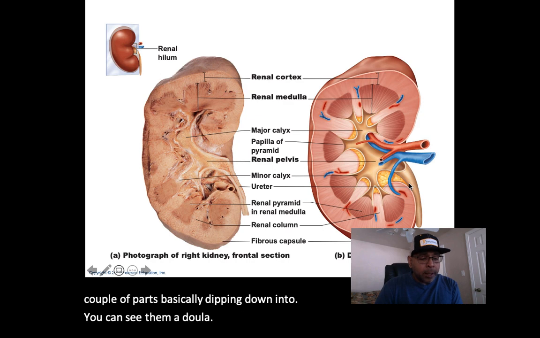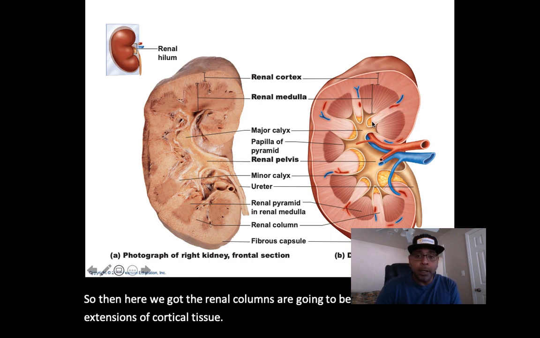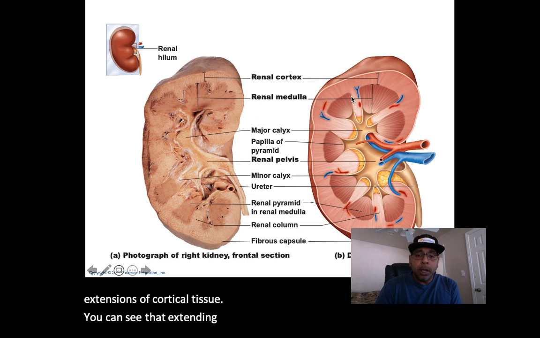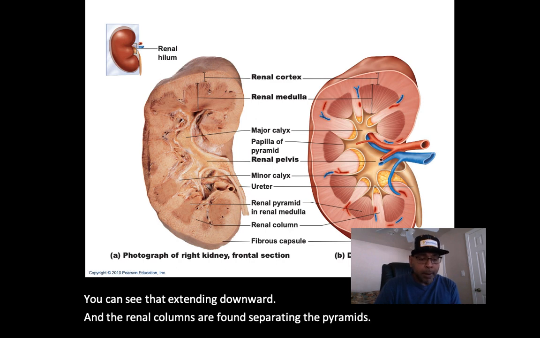So then here we've got the renal columns. The renal columns are going to be found as inward extensions of cortical tissue. You can see that extending downward. And the renal columns are found separating the pyramids from one another.